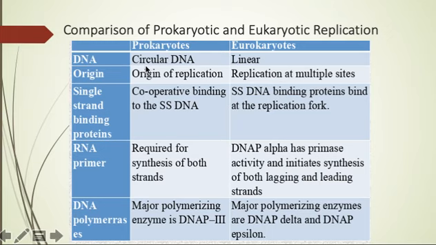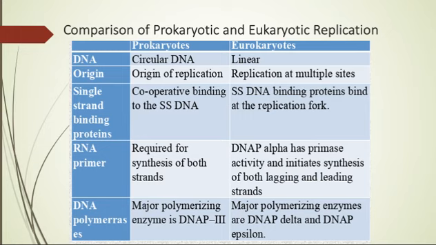The DNA is circular in the prokaryotes, whereas it is linear in the eukaryotes. The origin of replication is in one place, whereas in eukaryotes there are multiple sites. Then the single-stranded binding protein cooperates binding to the ssDNA, and the ssDNA binding protein binds at the replication fork.